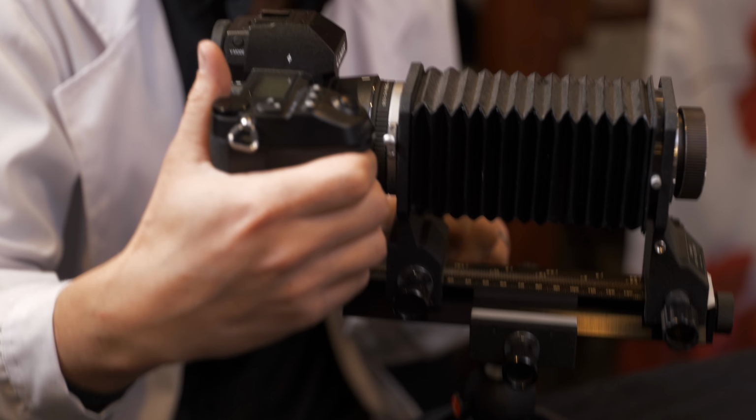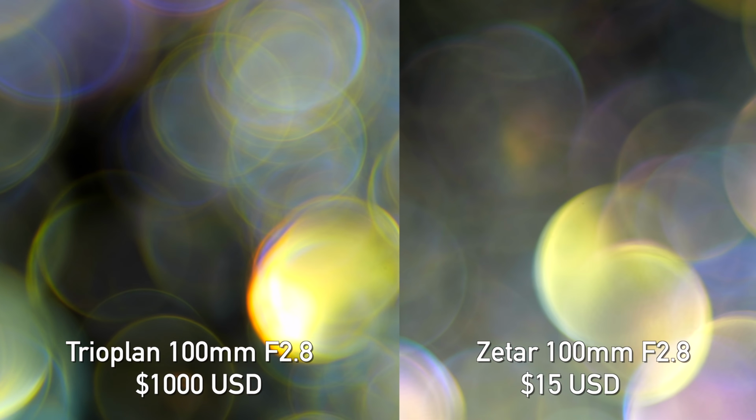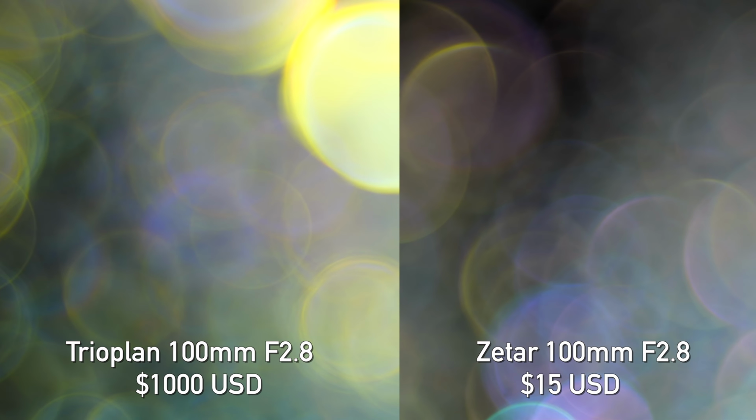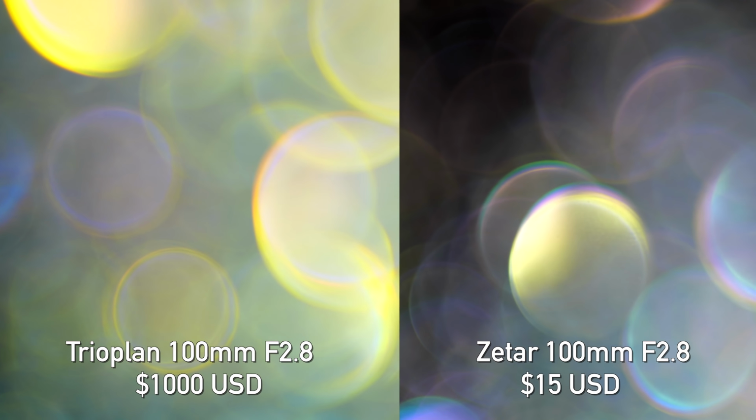Whatever works, right? The Trioplan 100 sells brand new for $1,000. This projector lens cost me $15. And the Auto Bellows, probably no more than $50 to $70.